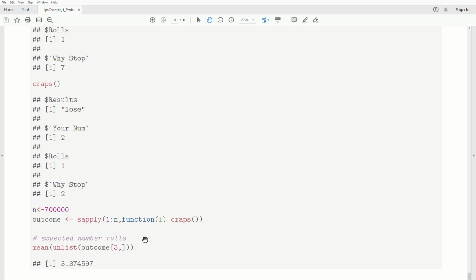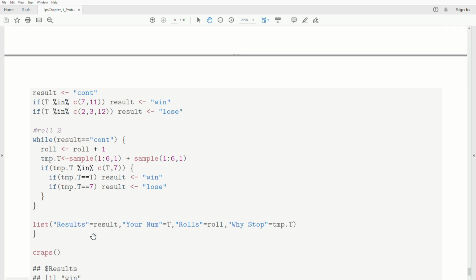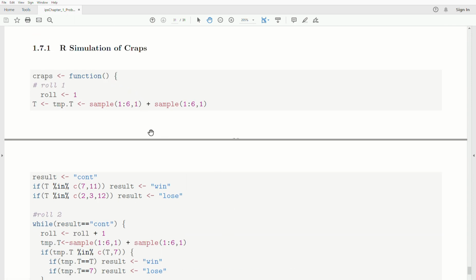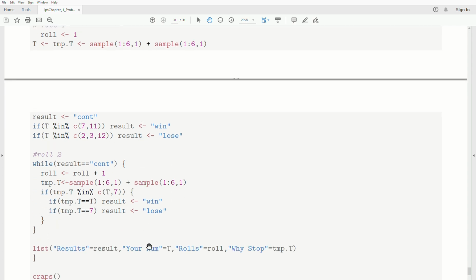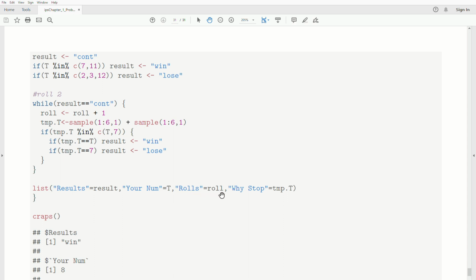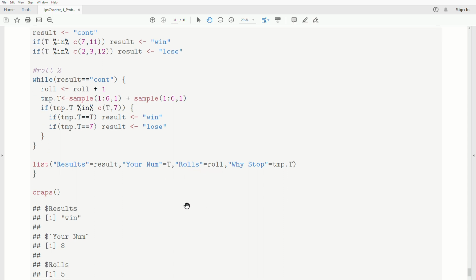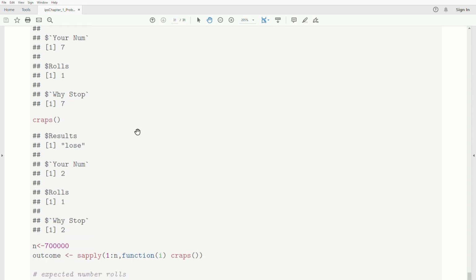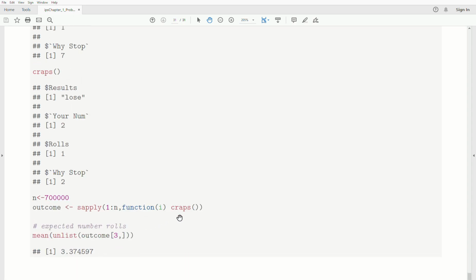Now, one thing here, this function, I'm actually using it to study other aspects of the game craps. So I'm outputting 4 pieces of information here. If you were only interested in the mean number of rolls, you should perhaps only output the number of rolls, and you don't have to save all this extra information. So it outputs just a vector of the number of rolls. You take the mean, boom, done. And it's going to be so much faster than the function that I created. But mine carries a lot more information that I'm going to potentially use in other videos.